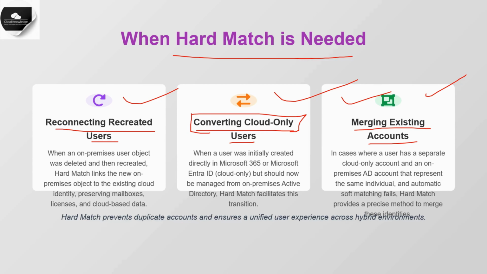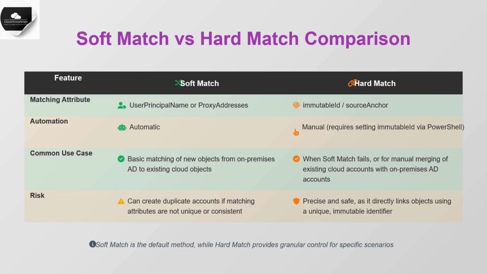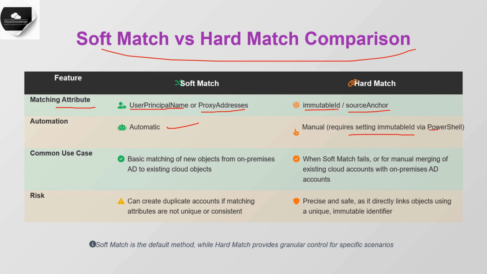Moving forward, the difference between a soft match and a hard match, the basic things. For a soft match, the matching attributes are the user principal name and proxy address. For a hard match, it is the immutable ID or the source anchor. A soft match is done automatically and nothing manual is needed, but for a hard match we need to set the immutable ID via PowerShell.